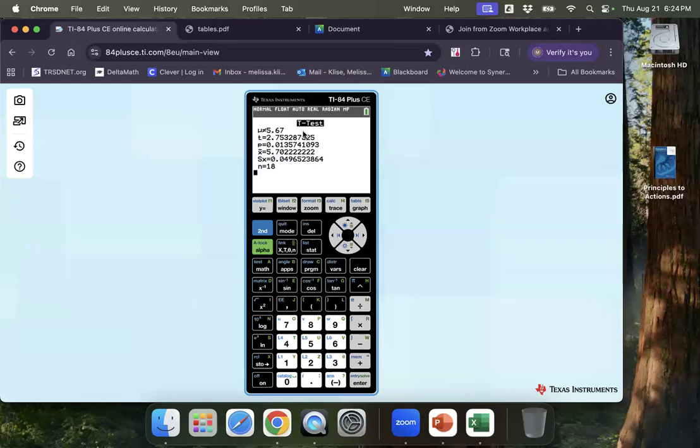So I would say that since my p-value of 0.0136 is less than alpha of 0.05, there's sufficient evidence that the average weight of a state quarter is different from 5.67 grams. Therefore, we reject the null hypothesis. Are there questions about this?